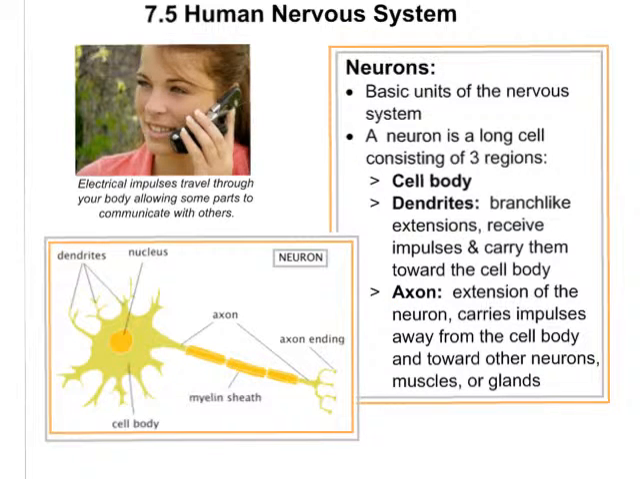Here are the dendrites. They are branch-like extensions off of the body. They receive impulses and carry them toward the cell body. Then there is a third portion that makes up the neuron called the axon. Here is the axon and the ending of it. The axon is an extension of the neuron that carries impulses away from the cell body and toward other neurons, muscles, or glands. And one way that I think is very easy to remember axon is that axons carry impulses away. They both start with the letter A. Axons carry impulses away. Dendrites bring them toward the cell body.